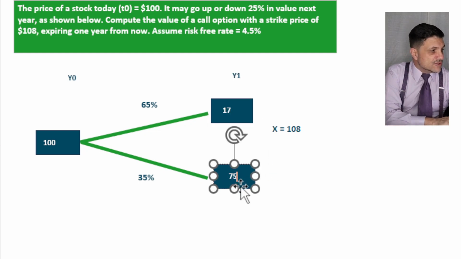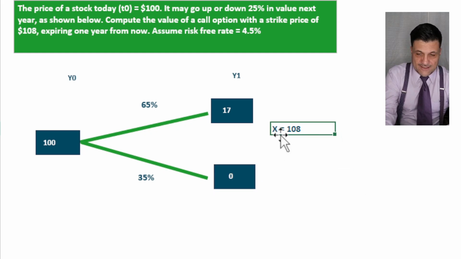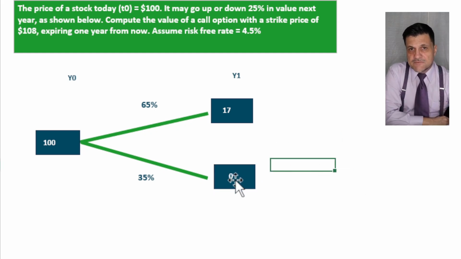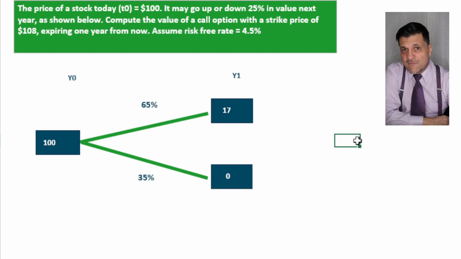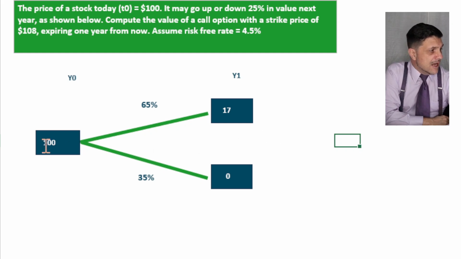But if the stock goes to 75, my call option is worth nothing, right? Because I'm not going to buy a stock for 108 when the stock is being sold for 75. So my call option expires worthless. Great. Now, how much is the price of the call option?